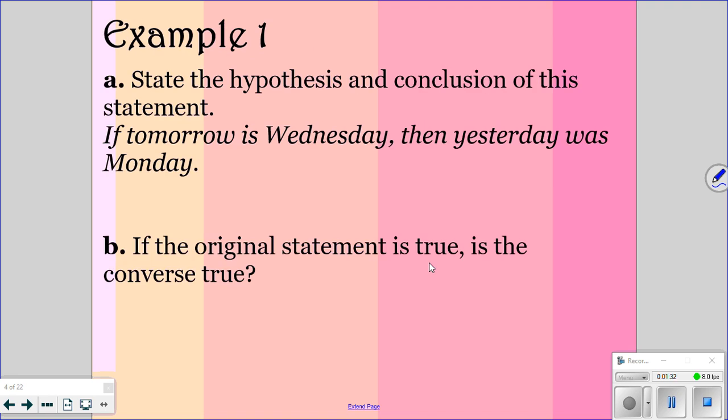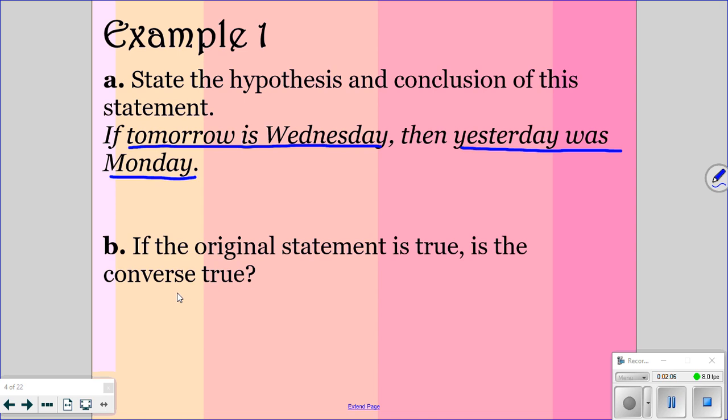So we're going to go back over hypothesis and conclusion. If tomorrow is Wednesday, then yesterday was Monday. So the hypothesis would be tomorrow is Wednesday. The conclusion would be yesterday was Monday. So we've been doing that for a couple of weeks, so hopefully you got that part right. For the second part, if the original statement is true, so if tomorrow is Wednesday, yesterday was Monday, that means today is Tuesday.